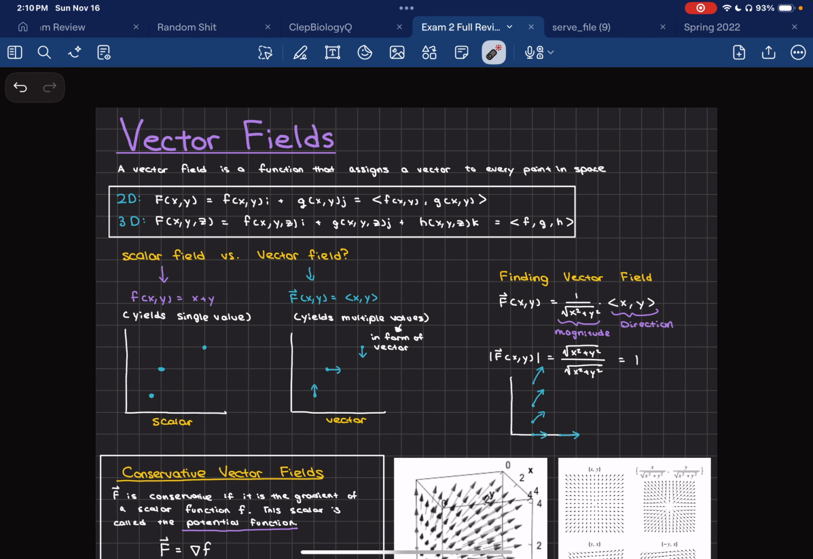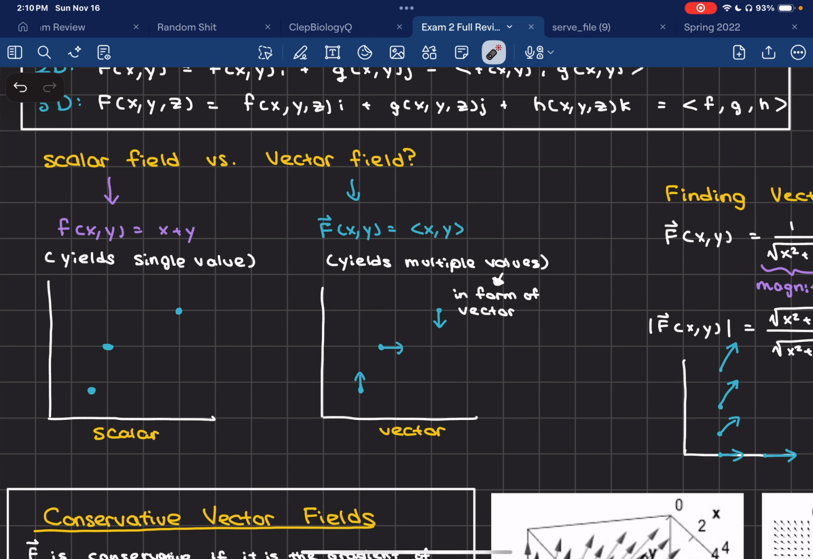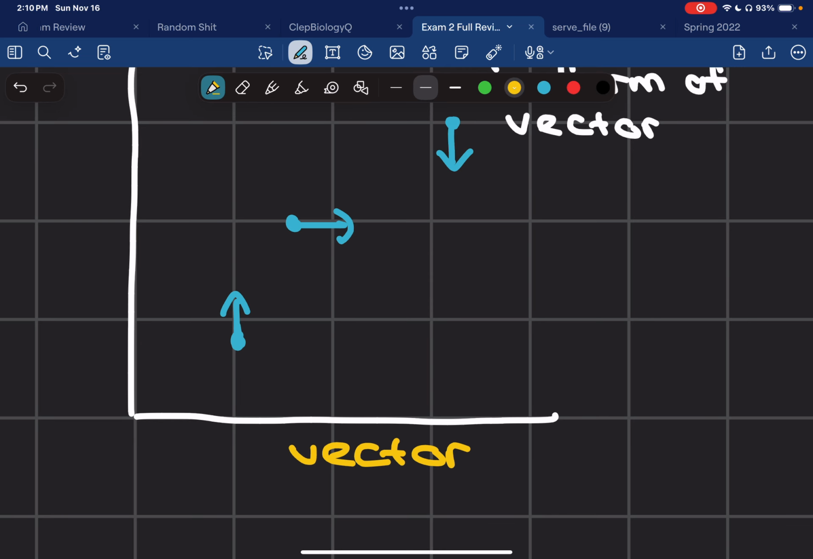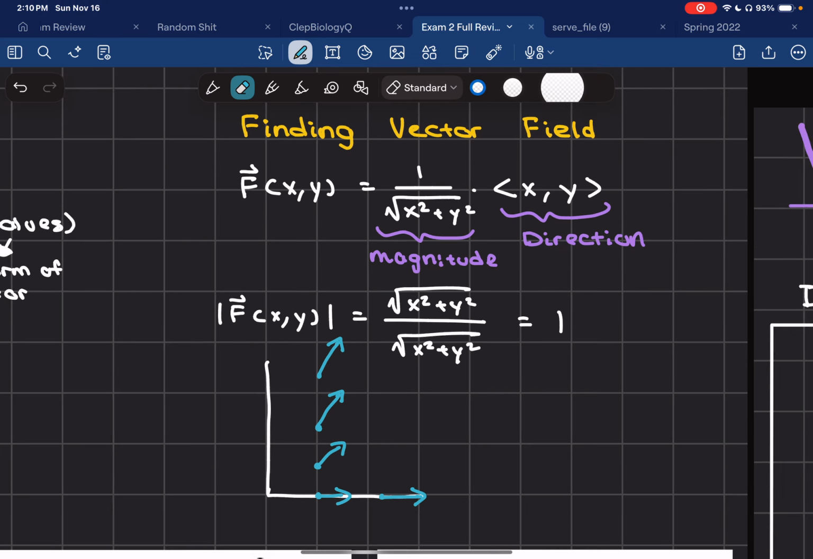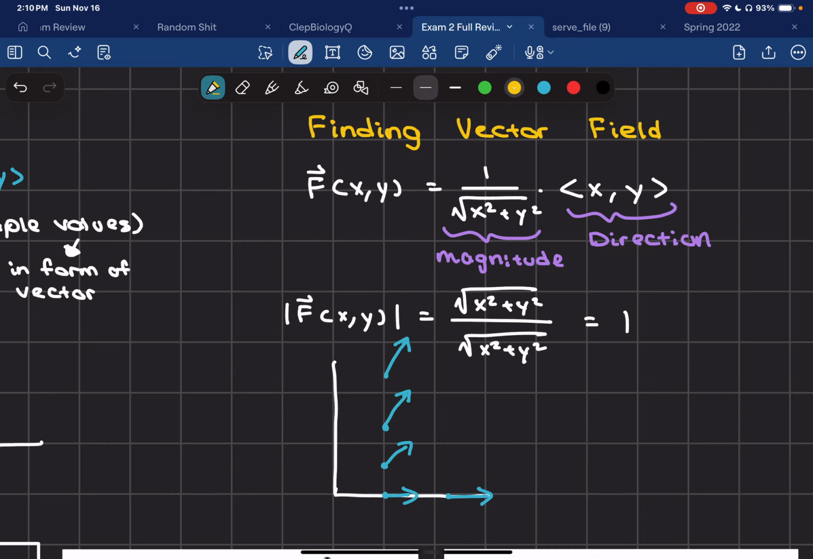Now, what is a scalar field versus a vector field? When you have a scalar field, which is just a normal function right here, as you can see, it'll return you singular points. So it's kind of like a scatter plot. When you have a vector field, it returns you multiple values in the form of a vector. So for example, if I were to see this vector right here, I would know that it's nothing in the x direction, but it's positive in the y direction. So here's the vector field. The vector part of it shows the direction, and this is the magnitude.